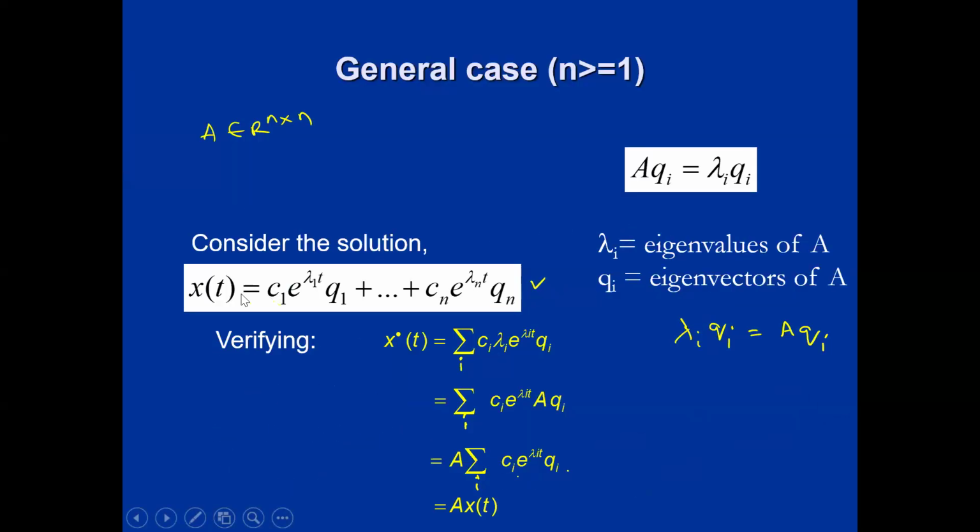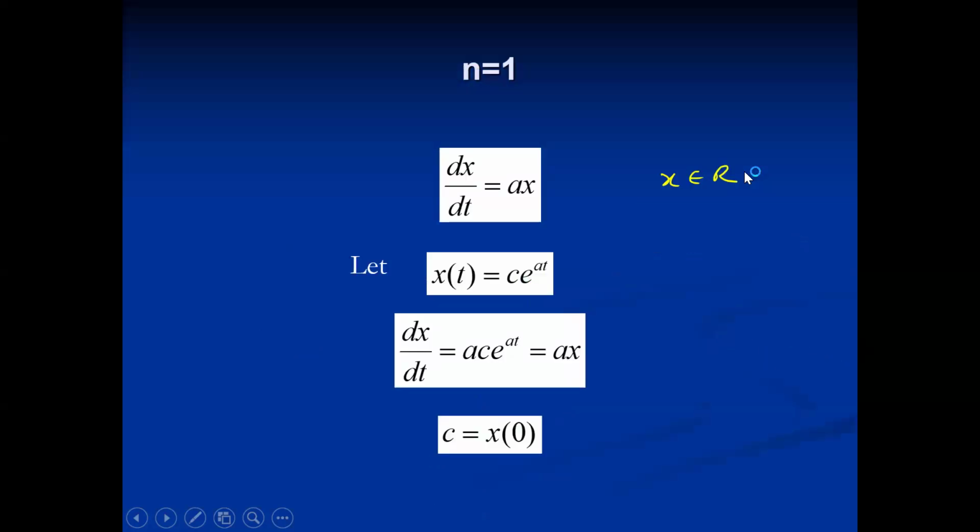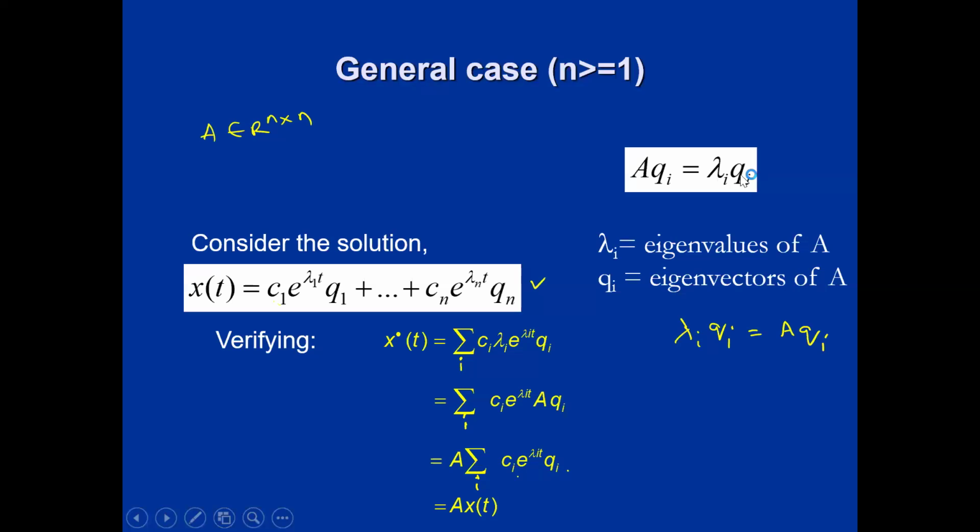So how do you do that? Just calculate the derivative dx by dt of this. If you do that, you get x dot is equal to sigma ci times lambda i, since lambda is in the exponent, so that comes out, times e power lambda i t times qi. So this becomes ci into e power lambda i t times lambda i qi, and lambda i qi is equal to A qi. This we know from the eigenvalue equation.